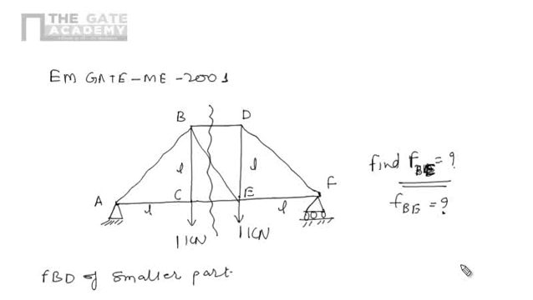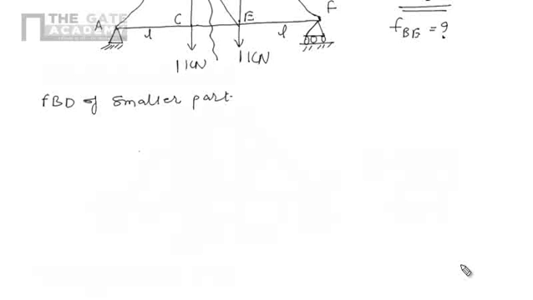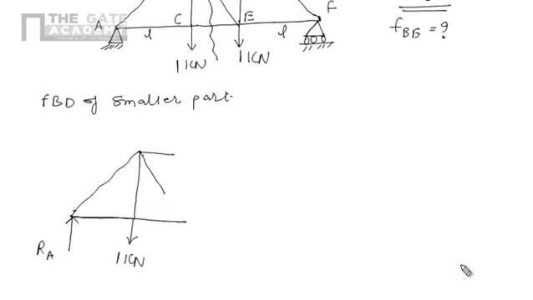I am just drawing the free body diagram of the smaller part here. The reaction is RA. Here we have 1 kilonewton. Here we have the cut members. Now we show the forces in the cut members according to our assumption: away from joint, away from joint, away from joint. This force will be FBD, this force will be FBE, and this force will be FCE. Now let's check, this angle is theta.